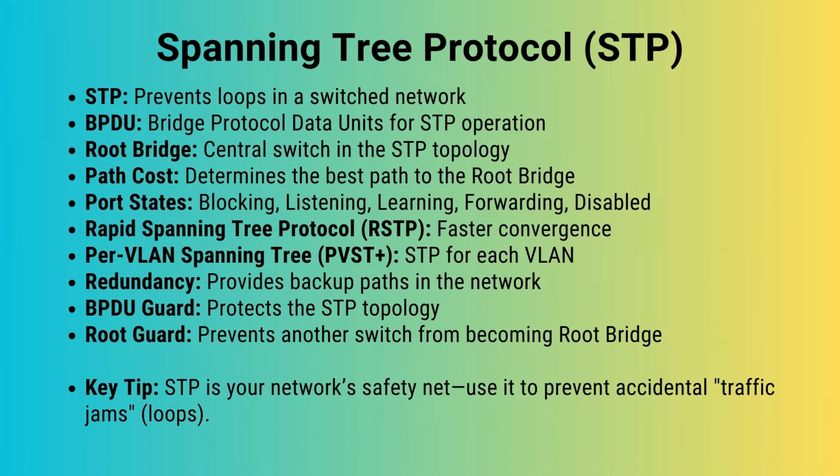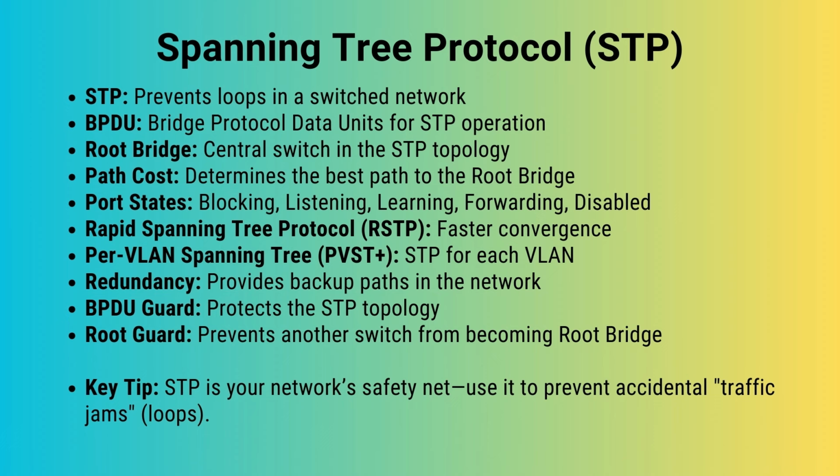Spanning tree protocol is a crucial Layer 2 protocol that prevents loops in switched networks while maintaining redundancy. STP creates a loop-free logical topology by electing a root bridge and determining the best path to it from each switch, blocking redundant links. The protocol uses Bridge Protocol Data Units, BPDUs, to exchange information between switches. STP defines several port states: blocking, listening, learning, forwarding, and disabled. The transition through these states helps prevent temporary loops during topology changes.